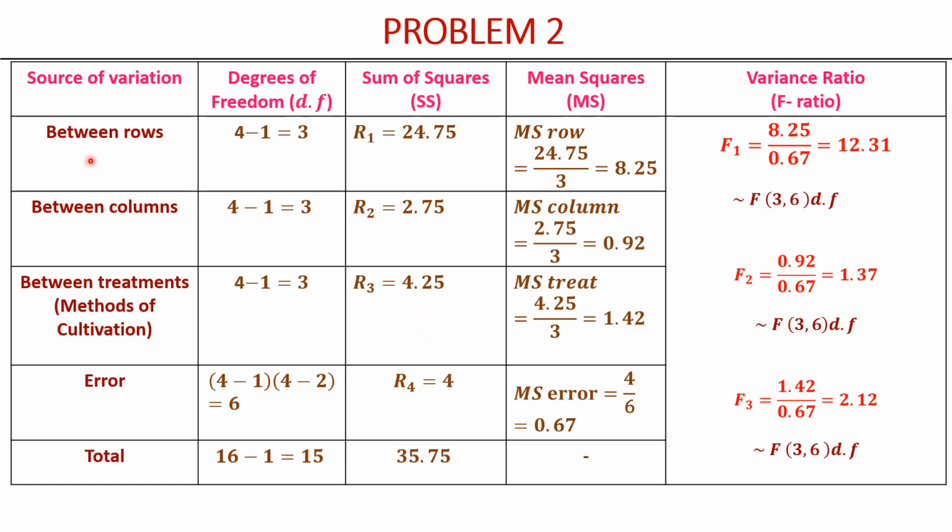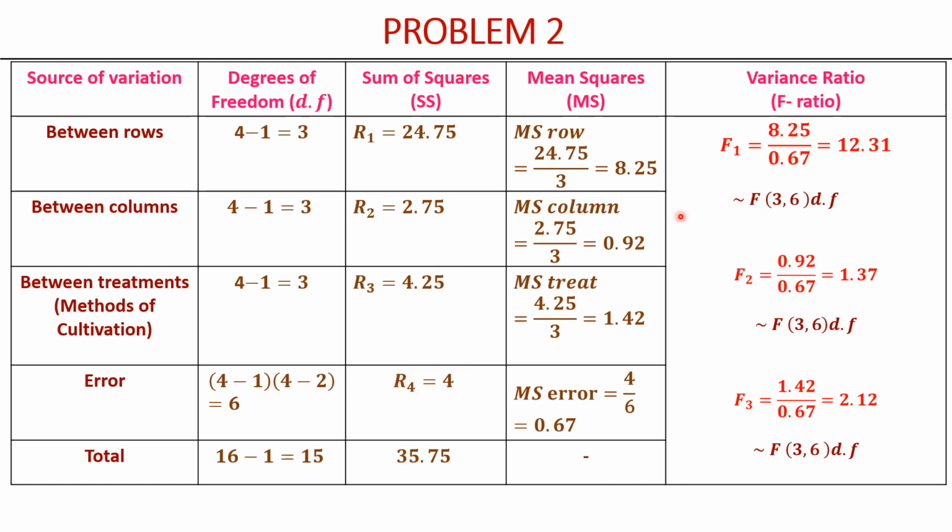Now, first source of variation is between rows. We do not have a special name for rows. So between columns and between treatments, which is methods of cultivation, we have n to be 4. So therefore, the degrees of freedom are 3 each. N minus 1 into n minus 2 gives me 6. The total is capital N minus 1, which is 15, and coincides with 6 plus 3 plus 3 plus 3. Similarly, R1 is SS row, R2 is SS column, R3 is SS treatments, and R4 is SS error.